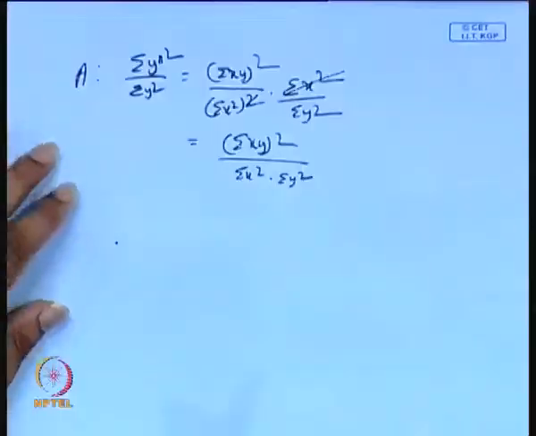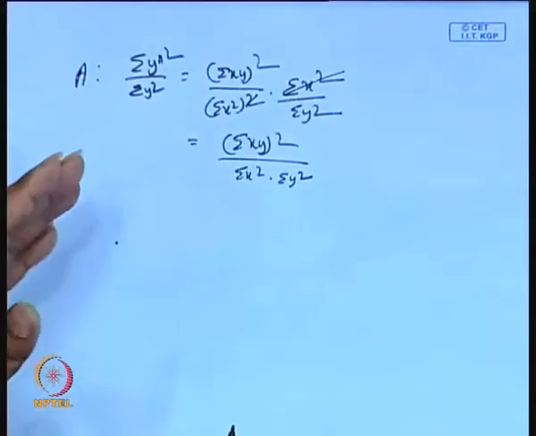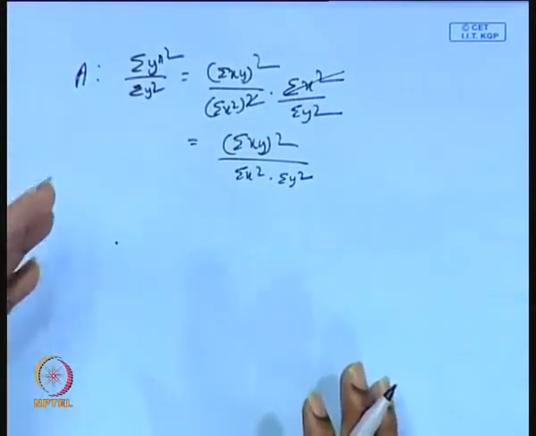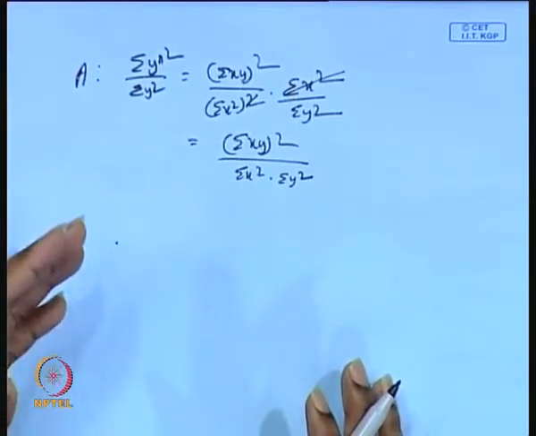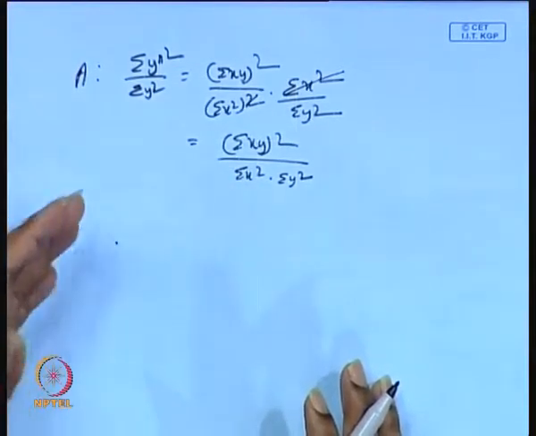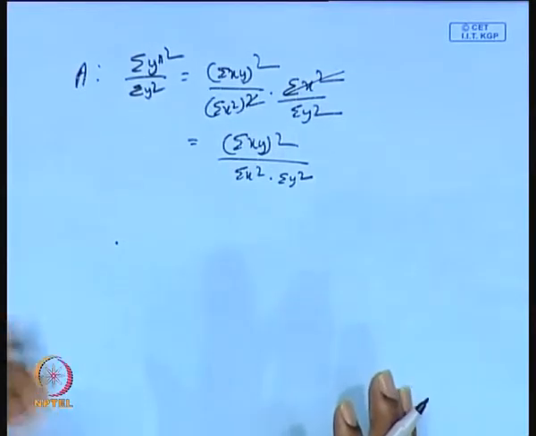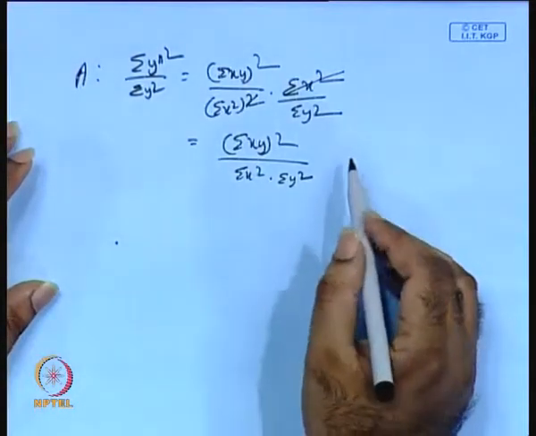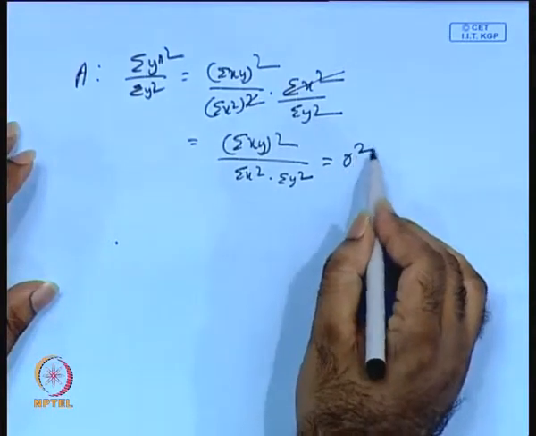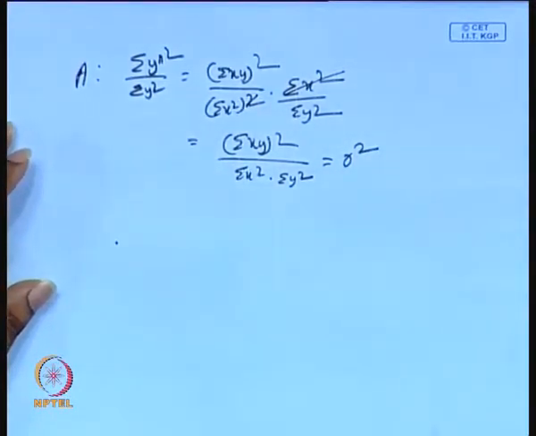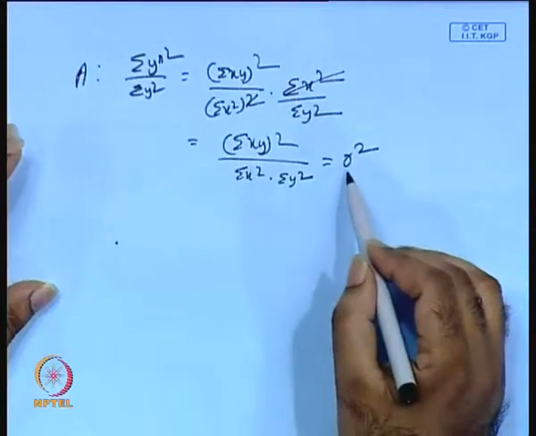So, now by this process we are coming to a position that summation y hat square by summation y square, that is nothing but ESS by TSS, is nothing but summation x y whole square by summation x square into summation y square. This is what we call R square. Okay. This is what we call R square. That is, what is R square?